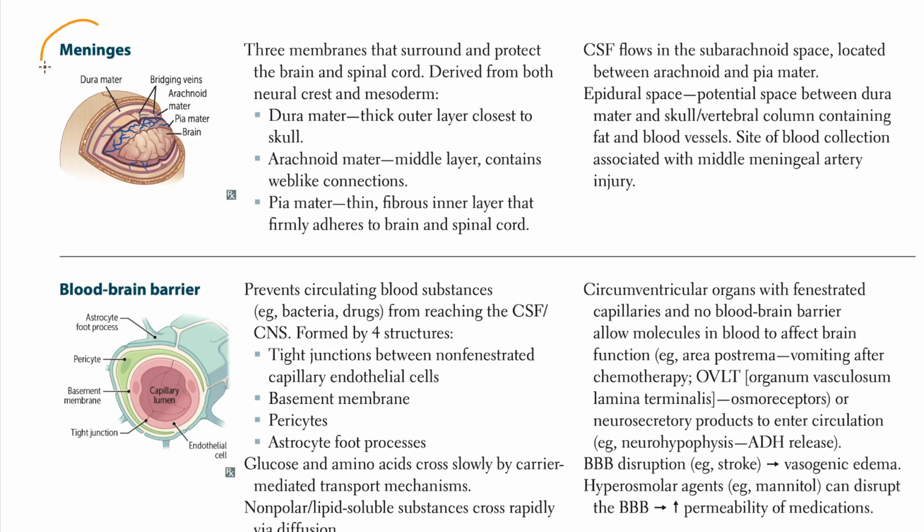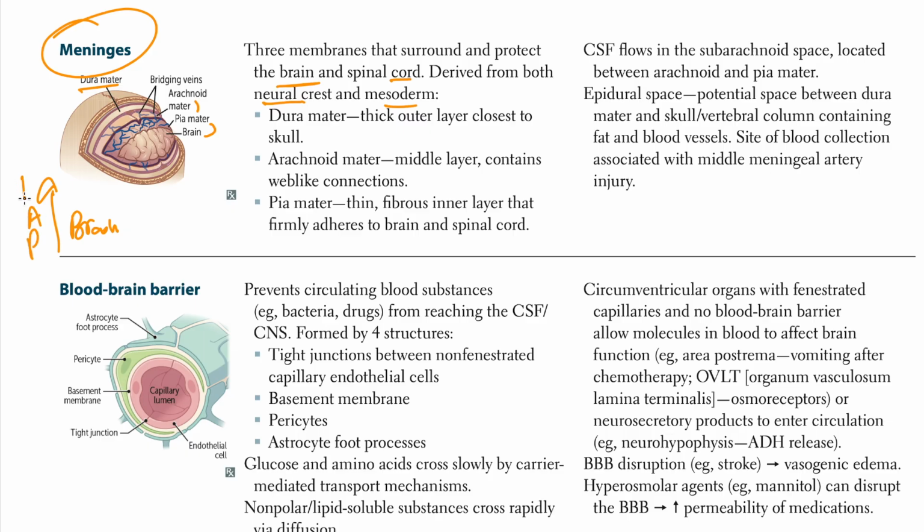So meninges are three membranes that surround and protect the brain and the spinal cord. They're derived from both the neural crest and the mesoderm. If you look at this picture, just attached to the brain is the pia mater, above the pia mater we have the arachnoid mater, and above the arachnoid we have the dura mater. So from brain upward we have a level known as PAD.